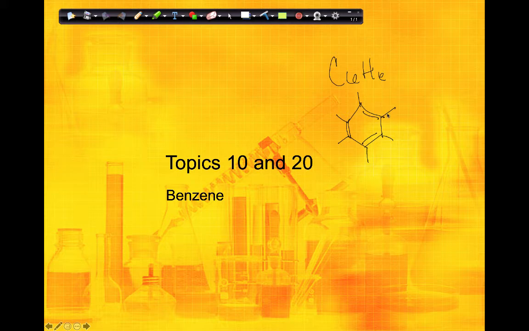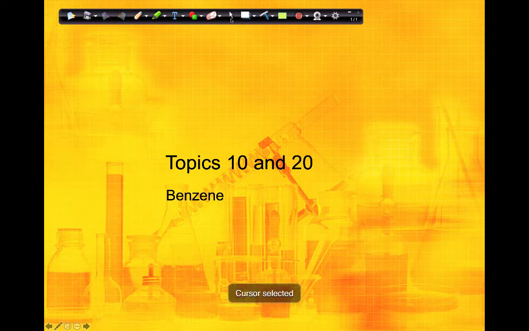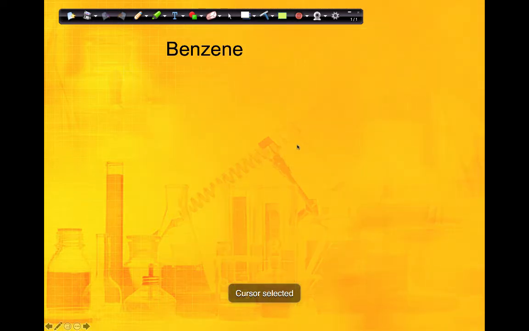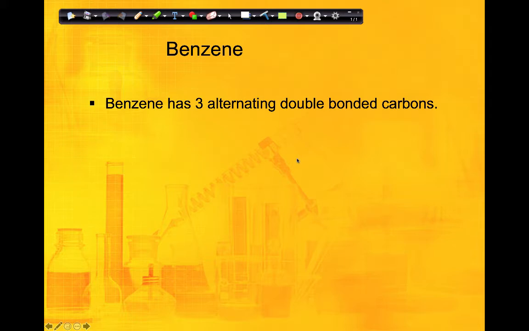However, this is an important compound because it is used as a precursor to a lot of different compounds that we use. It is rather toxic though. So benzene has 3 alternating double bonded carbons.